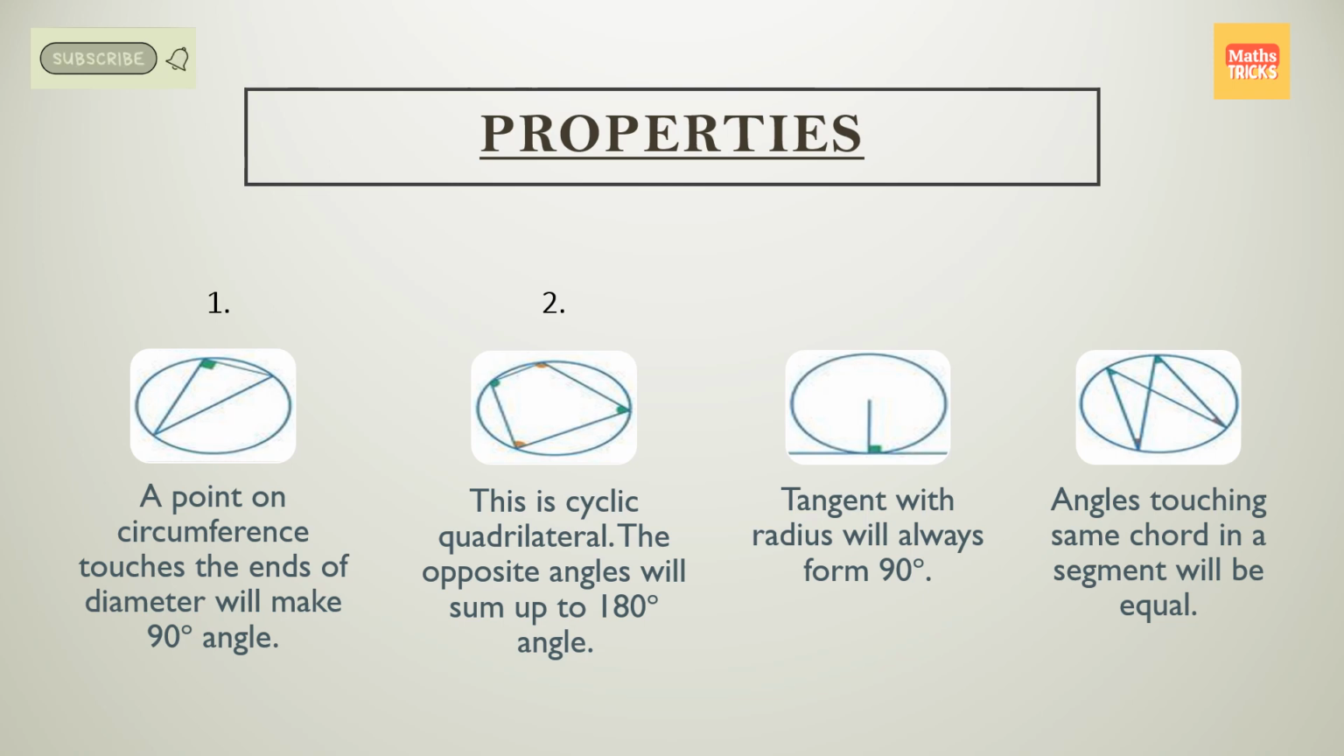The opposite angles, as shown in the quadrilateral with different colors, will add up to 180 degrees. Property number 3. The tangent with the radius will always form a 90 degree angle. Property number 4. Angles touching the same chord in the same segment will be equal.